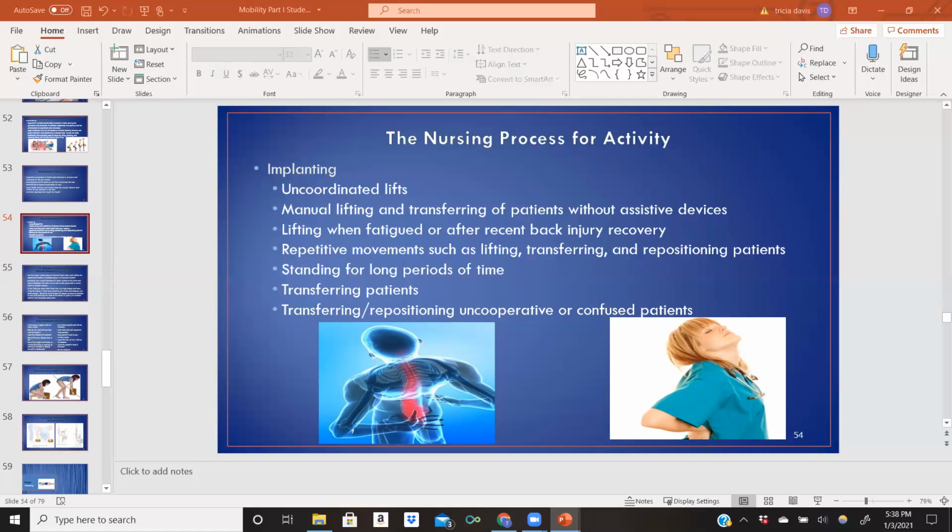Standing for long periods of time. Transferring and repositioning uncooperative or confused patients. So all the things that nurses do, these are all the things on the list that put us at risk for having injury. These are part of our jobs. We stand for long periods of time. So we have to find ways for us to accomplish our job, plus be smart about it.